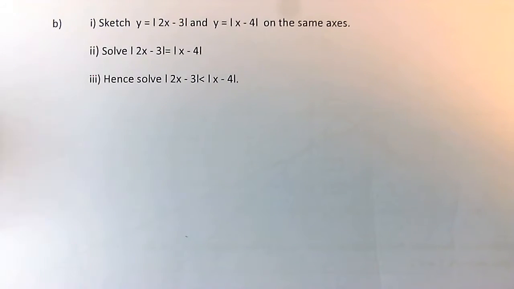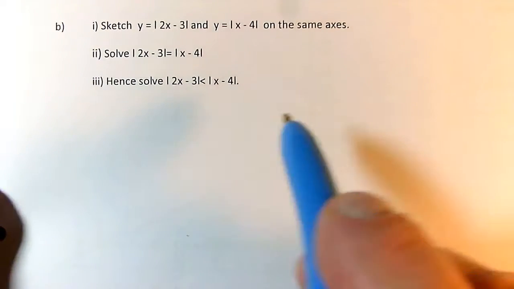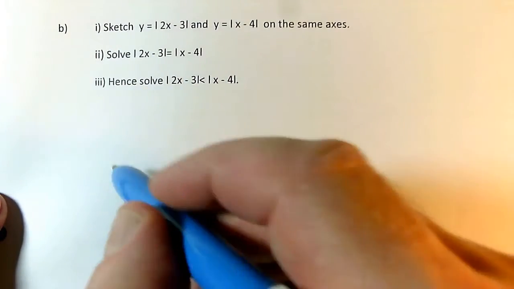There are parts A and B of the question that are relatively easy and are just there to give you the hint about how to do the last part. So, how do I sketch these graphs? I'm going to use the point of the v method.